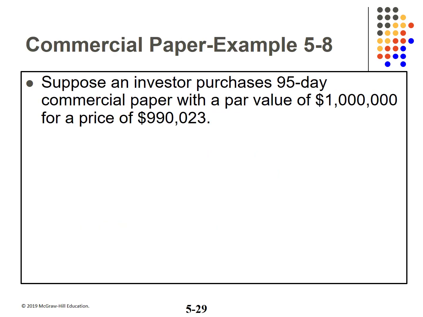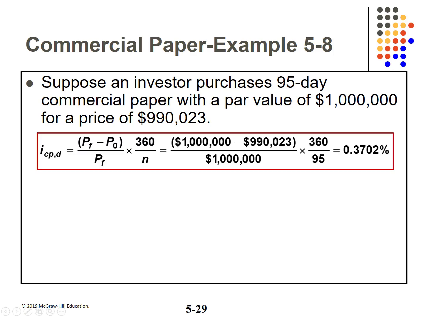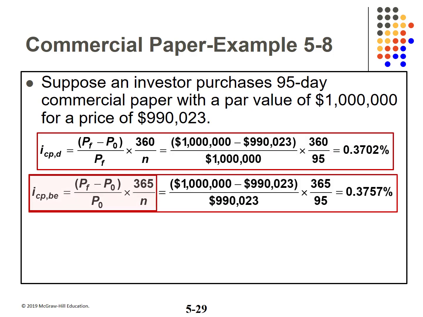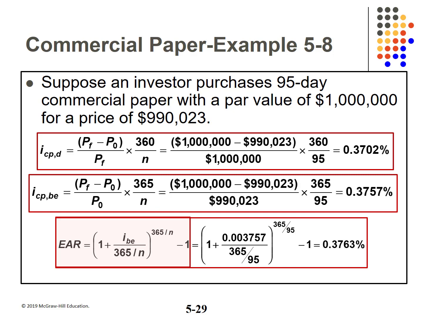An investor buys a 95-day commercial paper with a par or face value of $1 million. Purchase price, $990.23. Using the discount formula, filling in the given data, we find a discount yield of 0.3702. Using the formula to convert to a bond equivalent yield, we find a bond equivalent yield of 0.3757. Finally, converting to an EAR, we find an EAR of 0.3763.